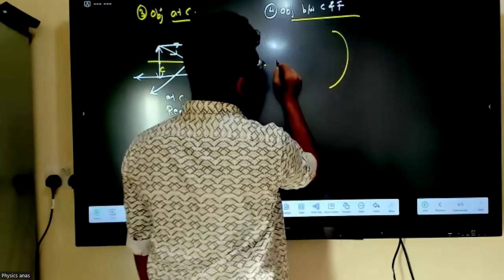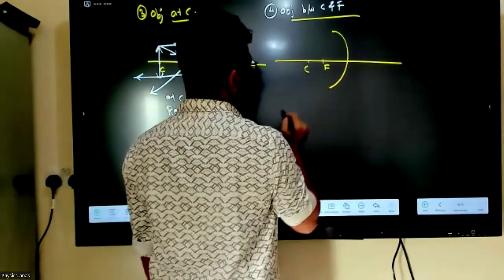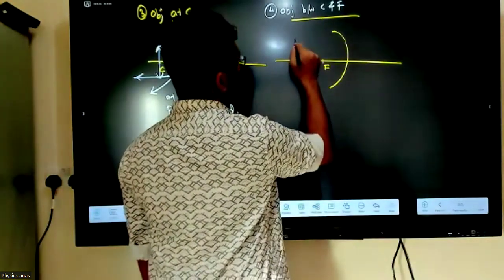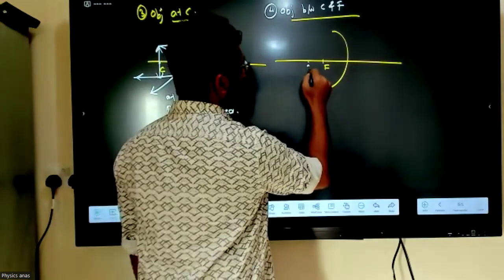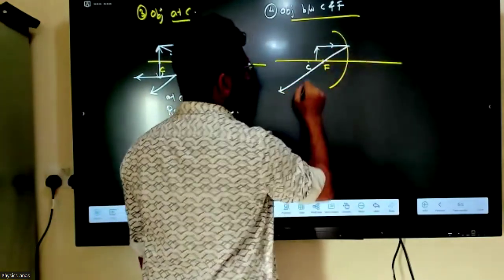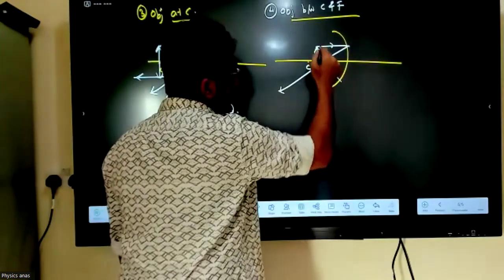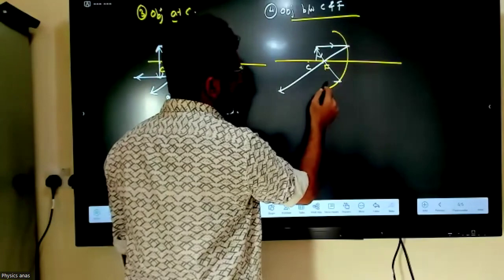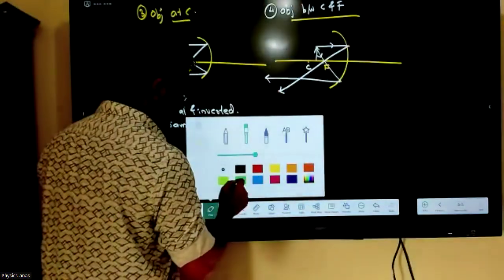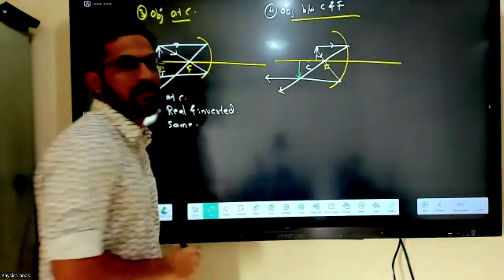Okay, this is our mirror, and this is M. This is C. And where are we placing the object? We are placing the object between C and F. The first light ray is like this. It is passing through the principal focus like this. And the second light ray is passing through this principal focus, and it will be converging at this point. So you will get an image here.